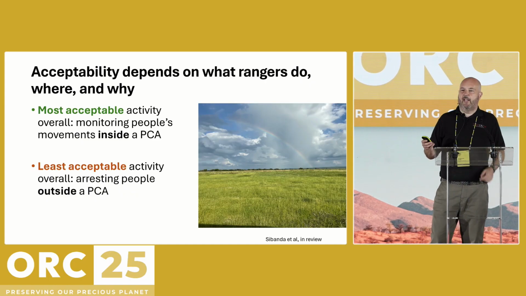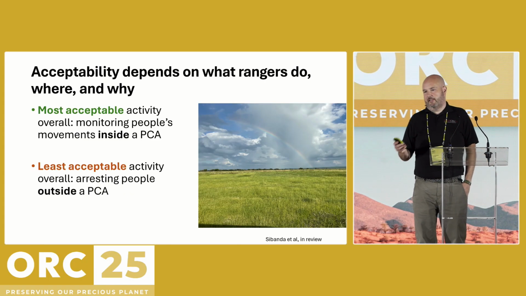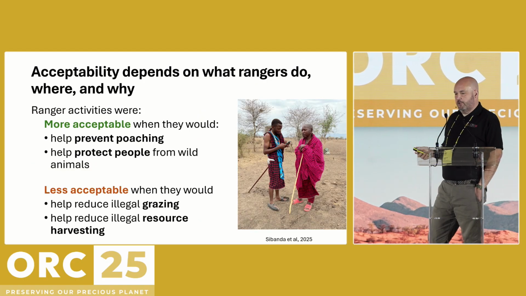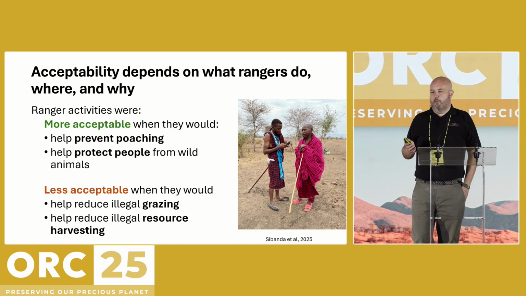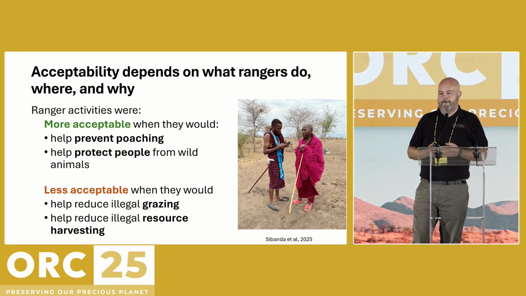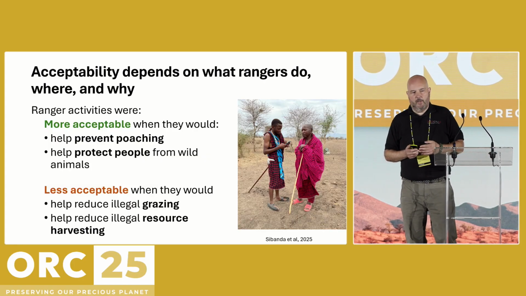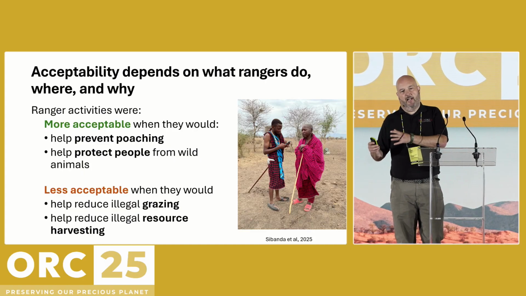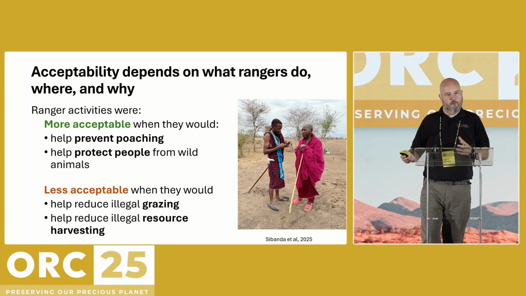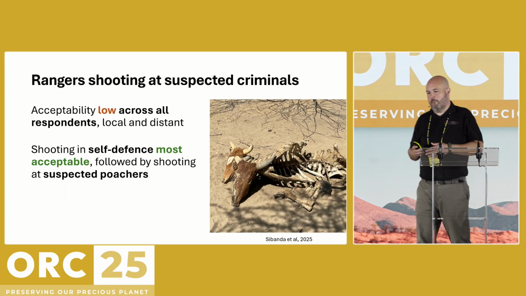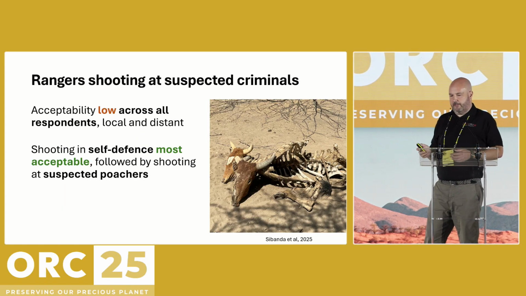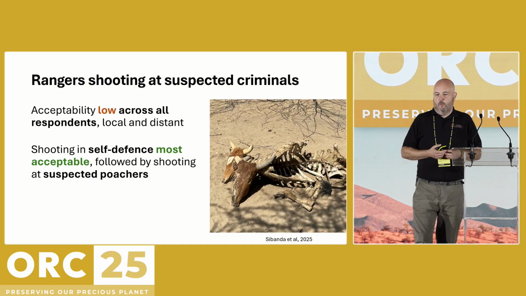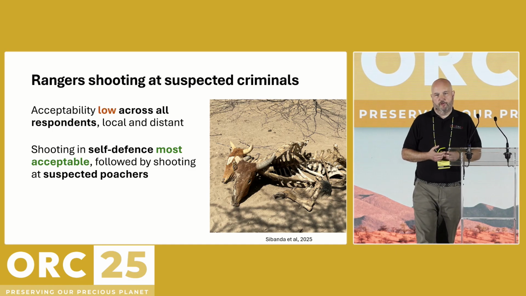And we as a team were surprised that maybe carrying guns wasn't the least acceptable one. But this makes a bit more sense when we understand that ranger activities were more acceptable when they would protect people from wild animals and when they would help reduce poaching. And this finding, I think, suggests that people see protecting people and reducing poaching as core responsibilities, things that rangers are expected to do. So of all the aspects of conservation law enforcement that we looked at, by far the most sensitive one was when rangers might shoot at suspected criminals.